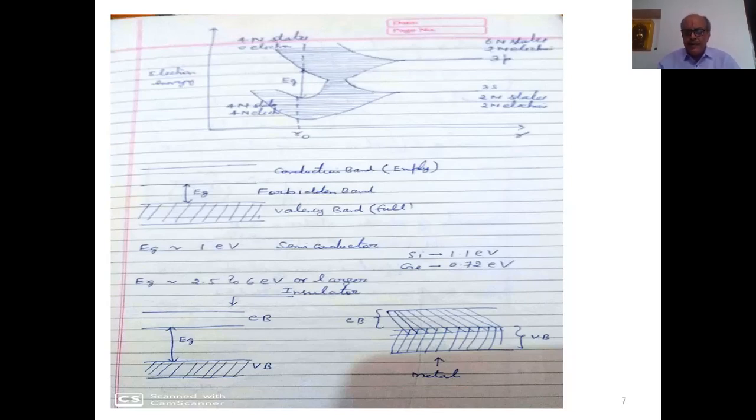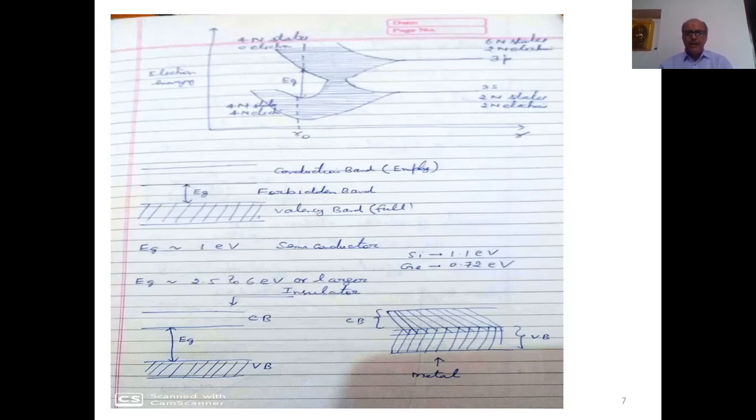And there are 4n states in the lower part. We call it the valency band, and there are 4n electrons also, because at 0 degree Kelvin all the electrons occupy the lowermost state. So if you understand how the formation of the conduction band and the valency band takes place, and that these conduction and valency bands are separated by an energy gap, we call it the forbidden band, or we also call it the forbidden energy level.